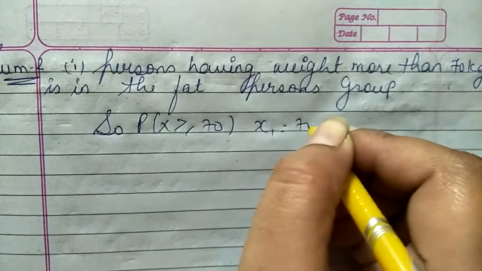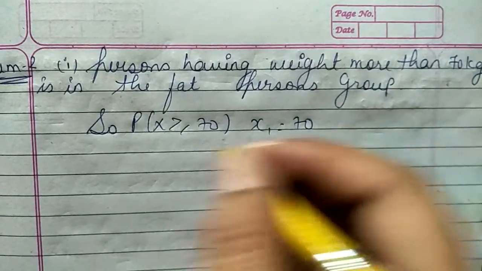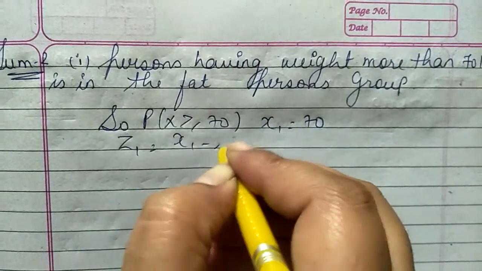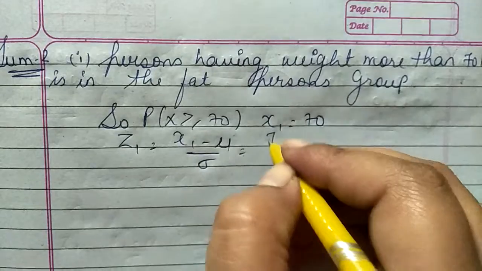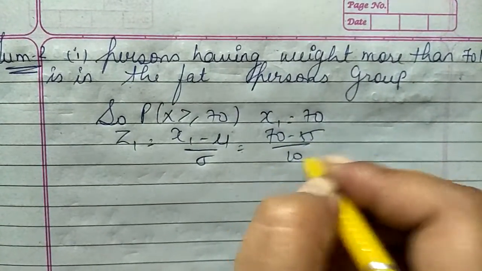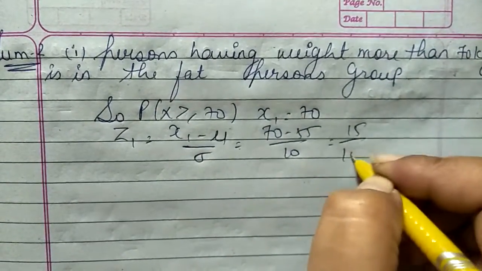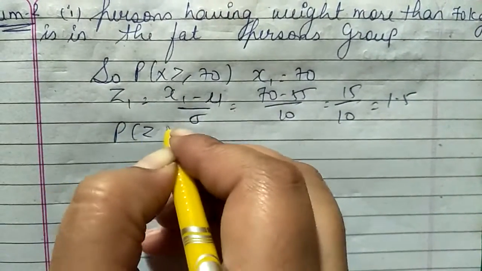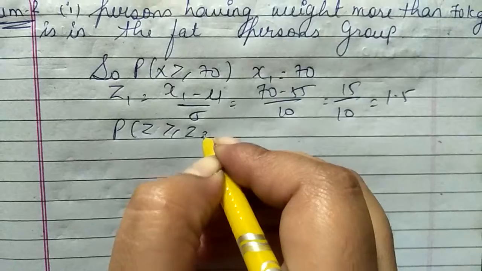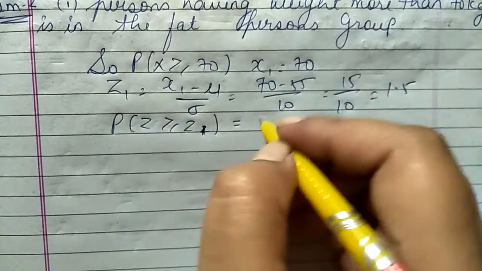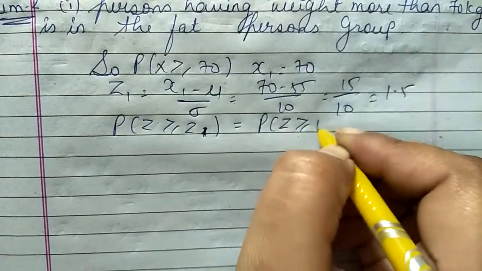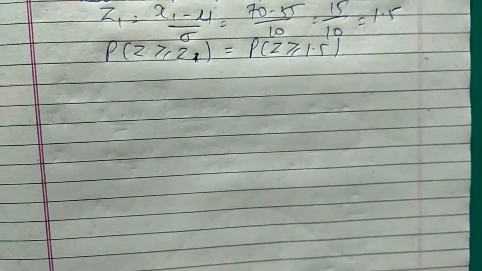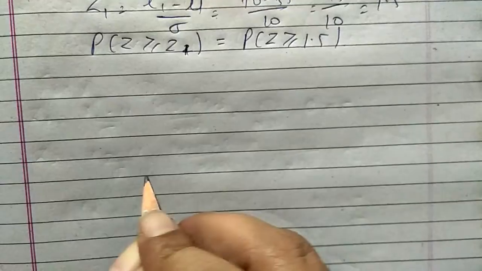For X equal to 70, the value of Z1 is (X1 minus mu) upon sigma, that is (70 minus 55) upon 10, 15 upon 10, that is 1.5. So P(Z ≥ Z1) is equal to P(Z ≥ 1.5). So let us draw the diagram for this first.